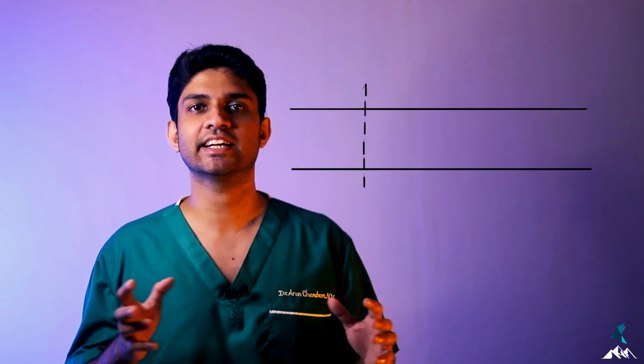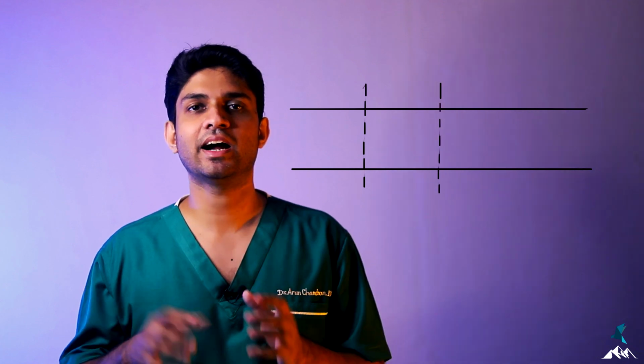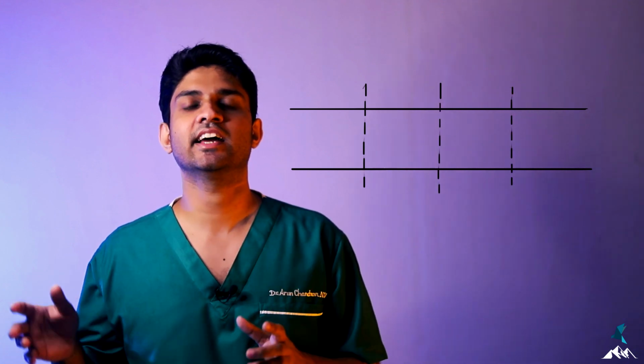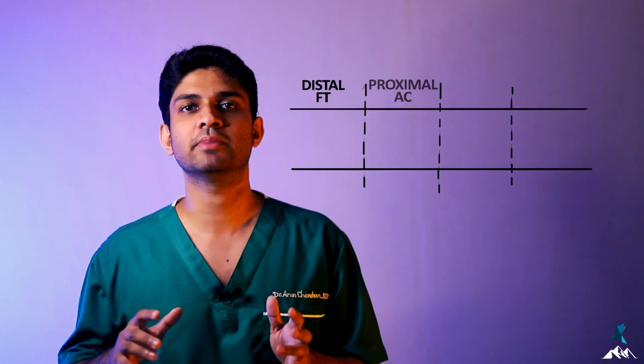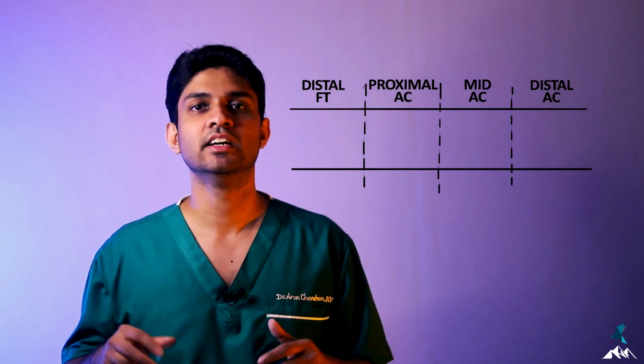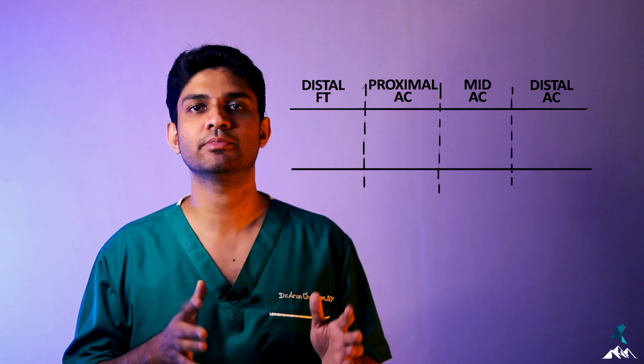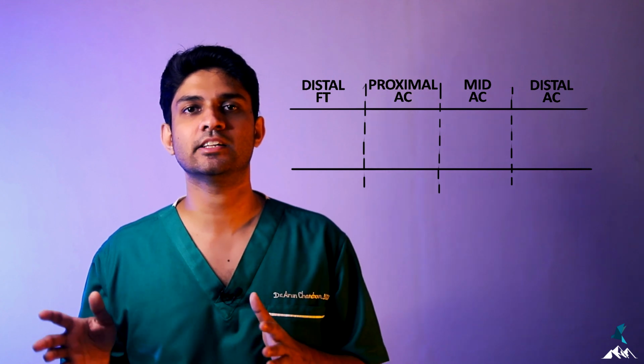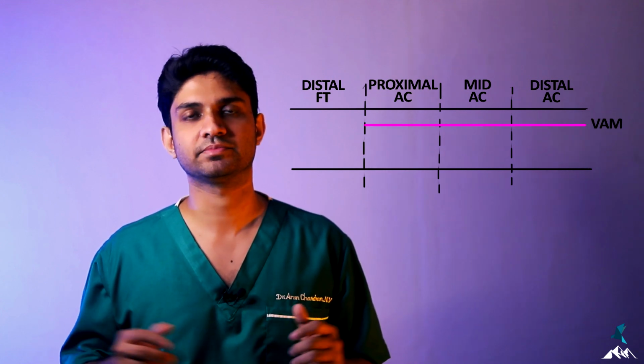Now, as you have seen the subsartorial planes at different levels, let's see a graphical longitudinal section. So let's consider this as the distal femoral triangle and the adductor canal. The proximal one-quarter we will take as the distal femoral triangle. The part distal to it is the whole of the adductor canal, which is again subdivided into proximal, mid and distal adductor canal. The main difference between the distal femoral triangle and the adductor canal is the presence of the vasoadductor membrane.